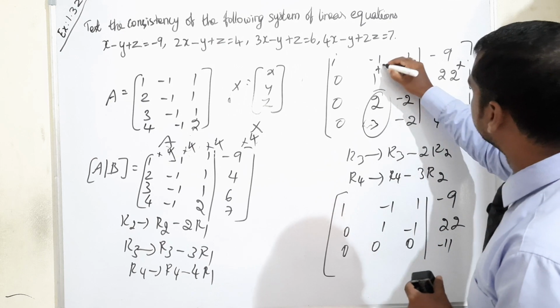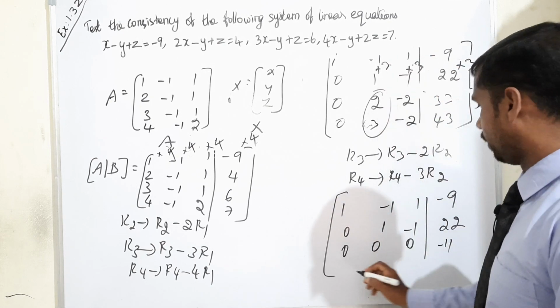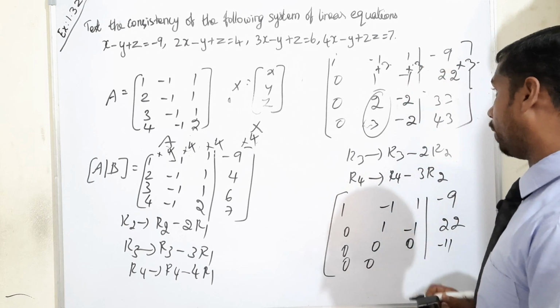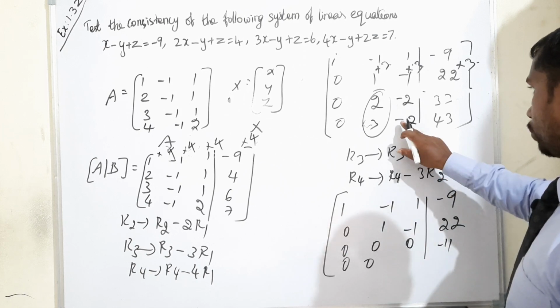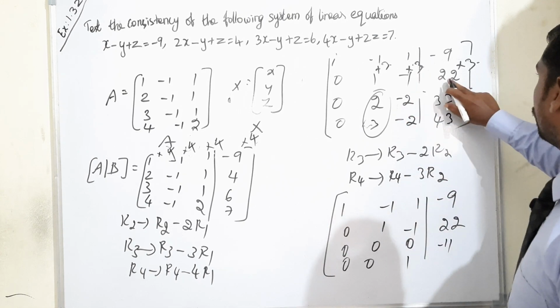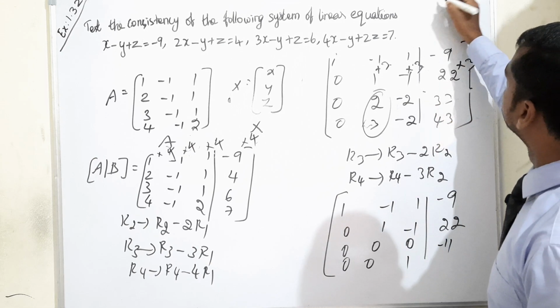into 3, isn't it? Into 3. 3 minus 3, 0, 0. Minus 1 into 3, minus 3. So common minus will be added, means plus 3 will come. So minus 2 plus 3 means positive 1. Here 22 into 3 means 66. So 43 minus 66 means 43.